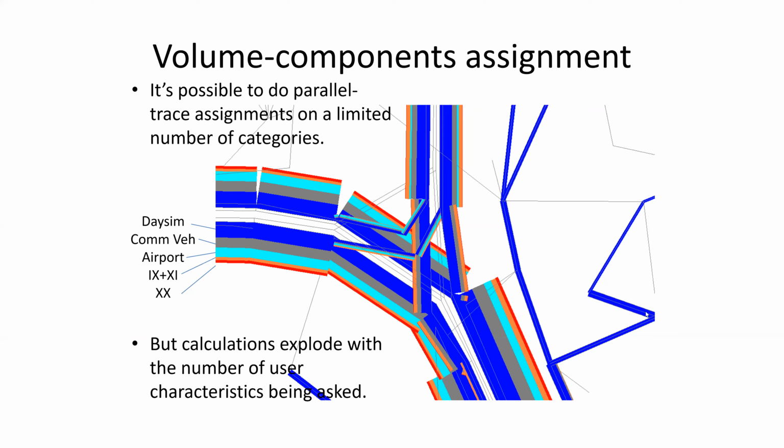And this is an example of when we show the volume components at a section at I-5 and 99, where I've divided it that way, just using a matrix subdivision, into the DaySim trips, the commercial vehicles, which are already a class, the airport passenger related trips, separate from those that DaySim makes, the IX and XI trips, and the through trips.